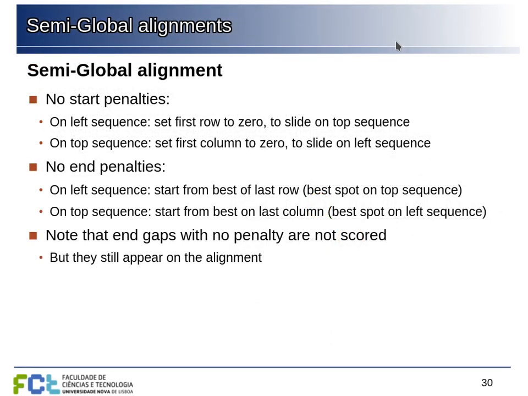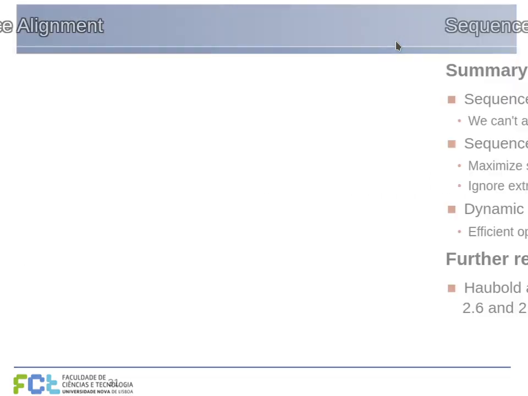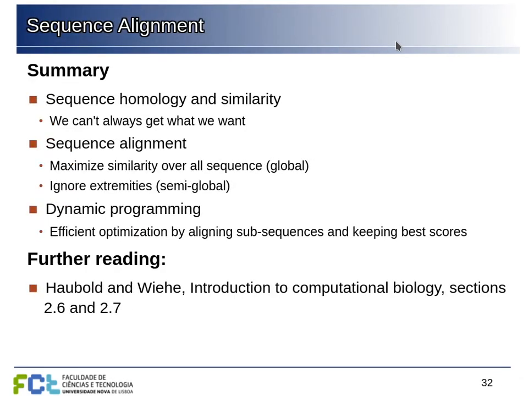So using these combinations, you can ignore these parts and adapt the alignment algorithm to specific needs, like matching the end part of one sequence with the beginning of the other, or finding where a small sequence best fits inside the larger sequence, and so on. Okay, this is for global alignment.